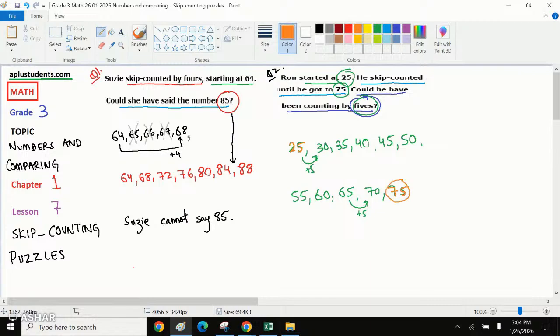Yes, thank you, Dagapa. So the question says, could he have been counting by fives? Yes. We say Ron was skip counting by fives, right? We agree with them.